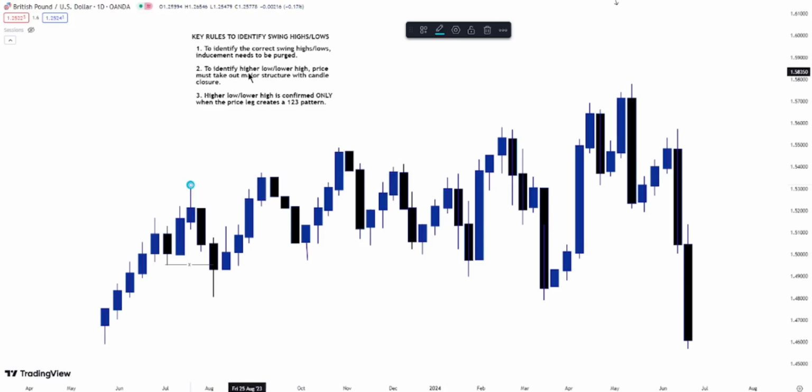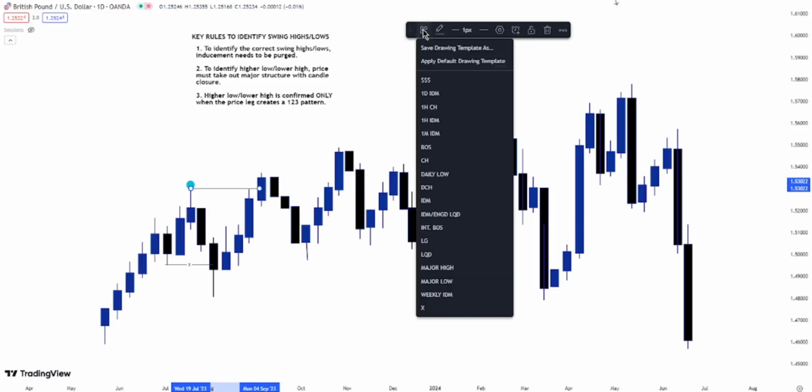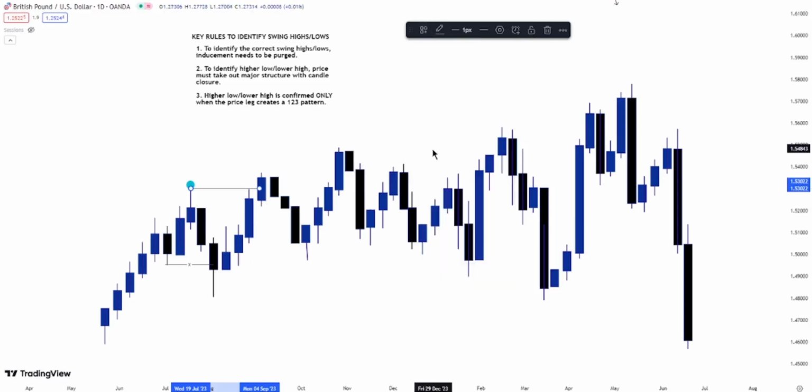And what's rule number 2? Rule number 2 says to identify higher low or lower high, price must take out major structure with candle closure. Now, did that happen here? Let's see. Did it take out this major structure high with candle closure? Yes, look at it. It took it out with candle closure. And so that will become a valid break of structure. Once that happens, that means that rule number 2 is fulfilled for this higher low to be confirmed.